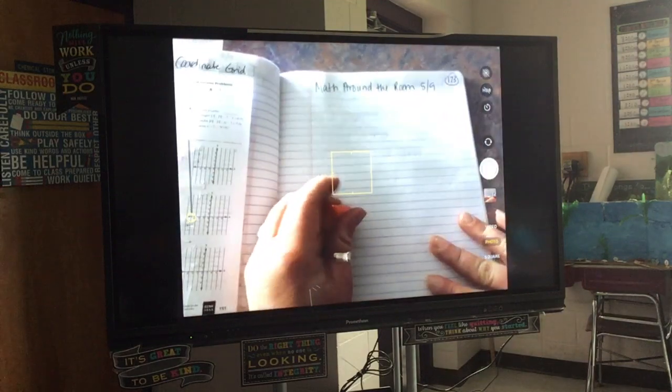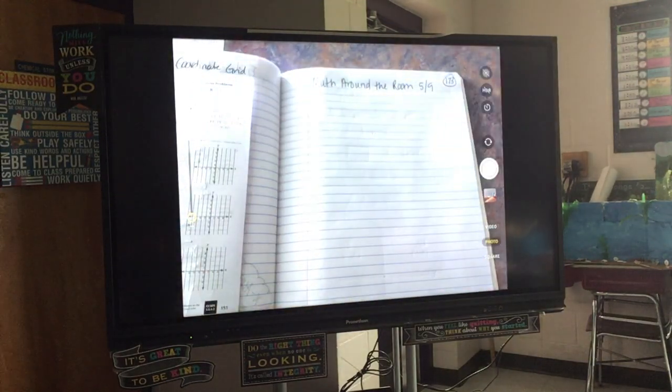Alright, if you did not title the next page, please do so now.